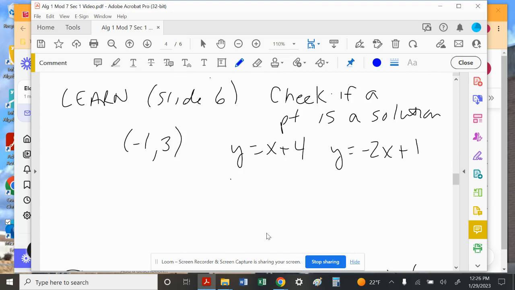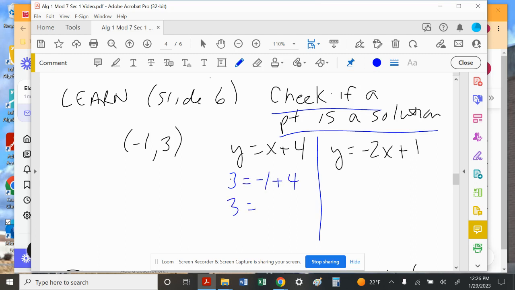In this particular case, now we want to check to see if the point is a solution to the system. What does that mean? That means that if I plug the point into both equations, 3 equals -1 plus 4, 3 equals 3. As long as these two numbers are equal, then this line lies on this point. Okay, it doesn't matter what the numbers are. As long as the two numbers are equal, then this point does lie on this line.